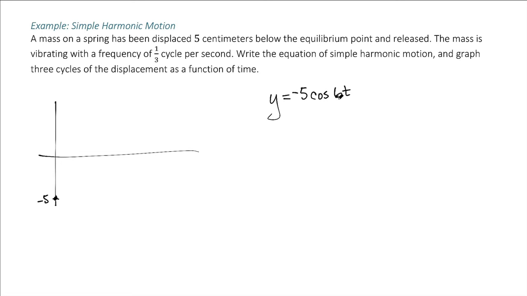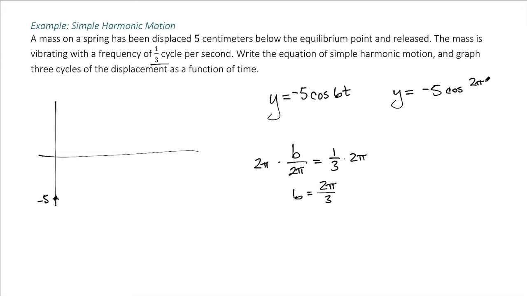Now B, I determine based on my frequency. I have a frequency of 1/3 cycles per second. And we know that B over 2 pi is equal to the frequency, which in this case is our 1/3. Multiplying both sides by 2 pi gives us B equals 2 pi over 3. And so our function is y equals -5 cosine of 2 pi over 3 times t.